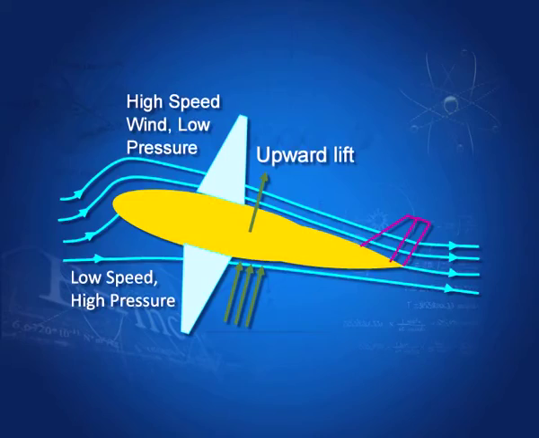Here is a drawing of an aeroplane, may not be very impressive, but this is an aeroplane, and you can see what is happening. There is a high speed wind and low pressure on the upper side, and low speed and high pressure on the lower side, and the high pressure from the lower side pushes this plane up. That is how planes fly in simple terms.